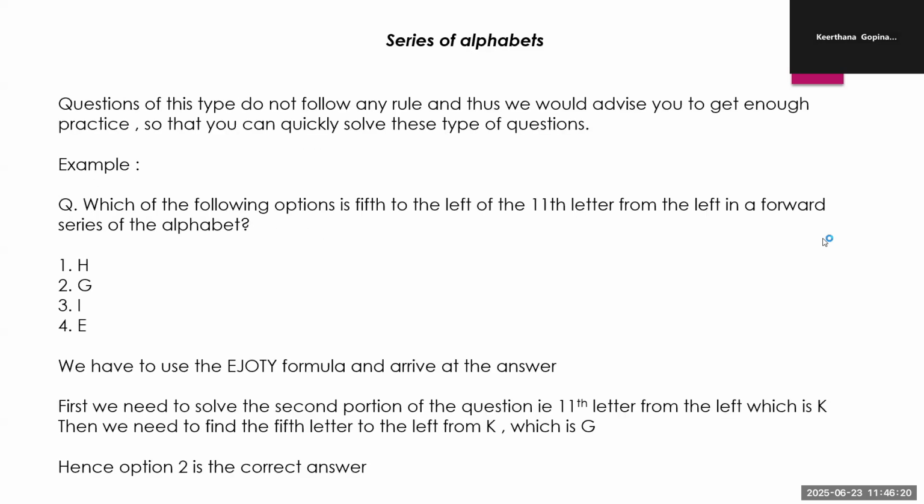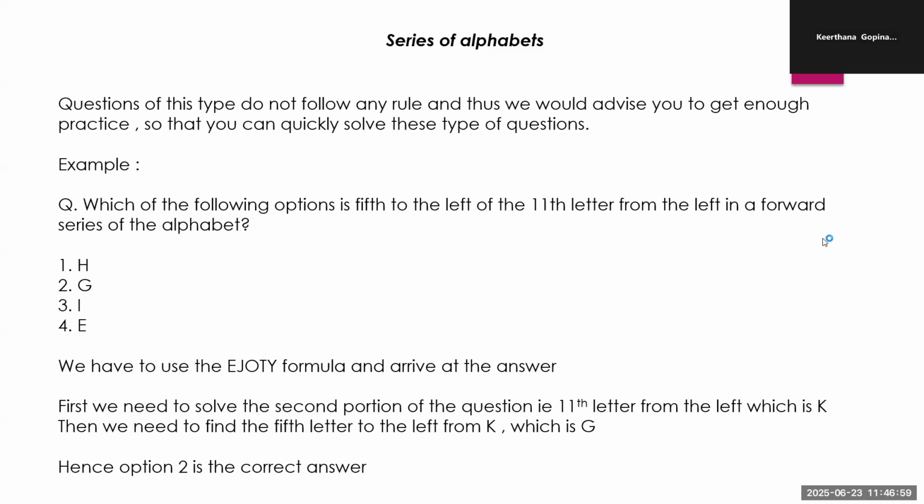First is, as we said, series of alphabets, right? See this question. Which of the following options is the fifth to the left of the 11th letter from the left in a forward series of alphabet? There are multiple points here. You must understand it. The alphabet is in the forward series, progressing from the left hand side to the right hand side. So it is A to Z. The alphabet is from left to right, forward series. So A to Z is the series.